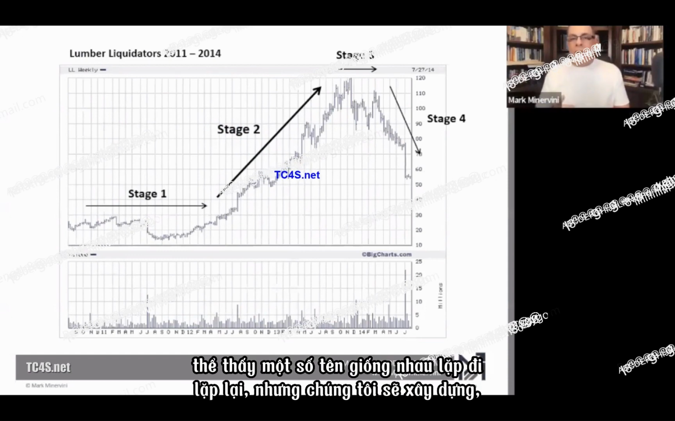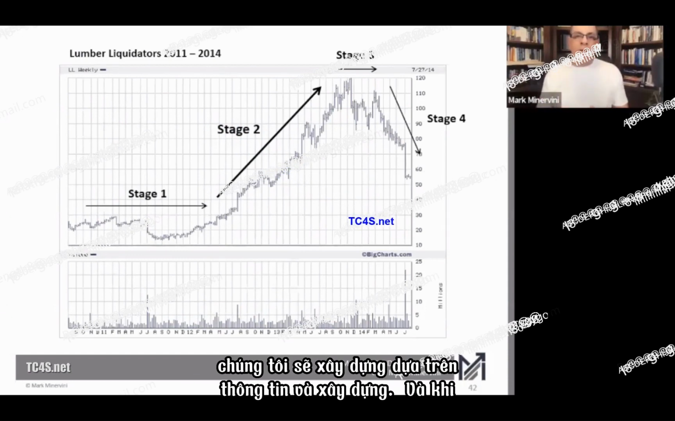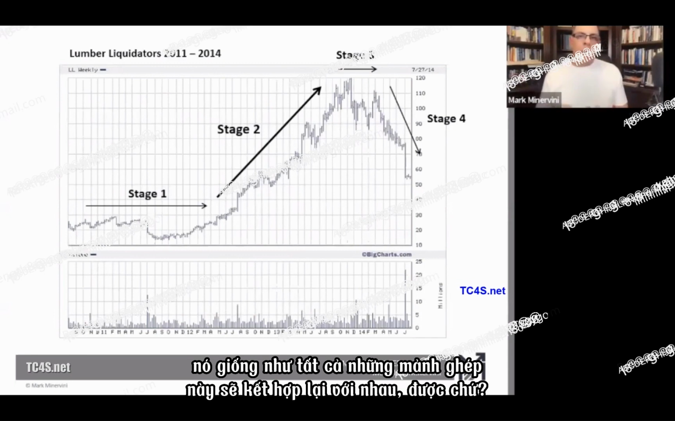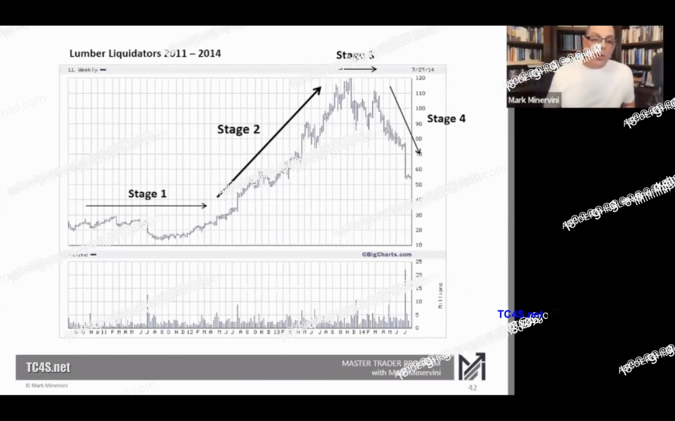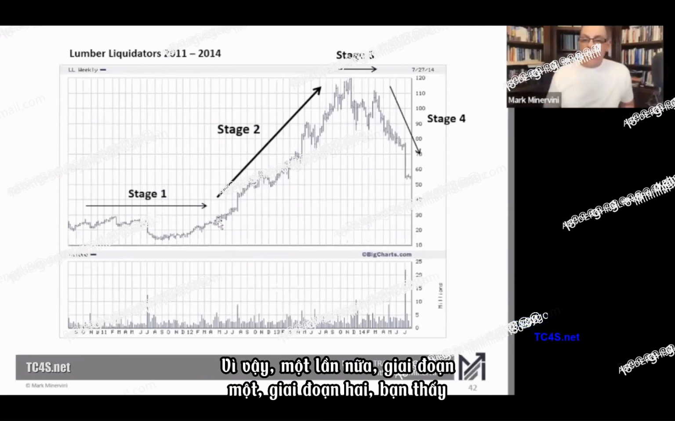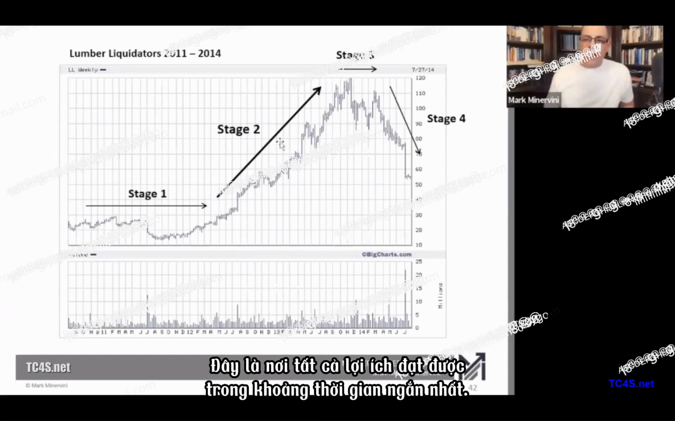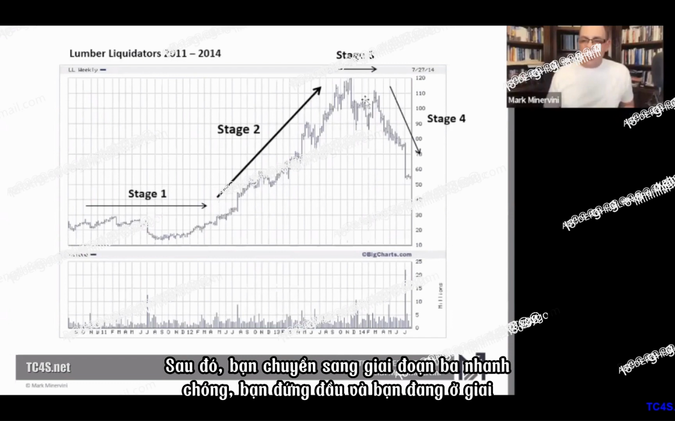So you may see some of the same names over and over, but we'll be building on the information, and so at the end of this, you have a complete picture. It's like all these pieces of the puzzle are going to come together. Okay. So again, stage 1, stage 2, you see, this is, as Mark said, this is where all the excitement is. This is where all the gain is in the shortest period of time. Then you go into a quick stage 3, you top, and you're in a stage 4.